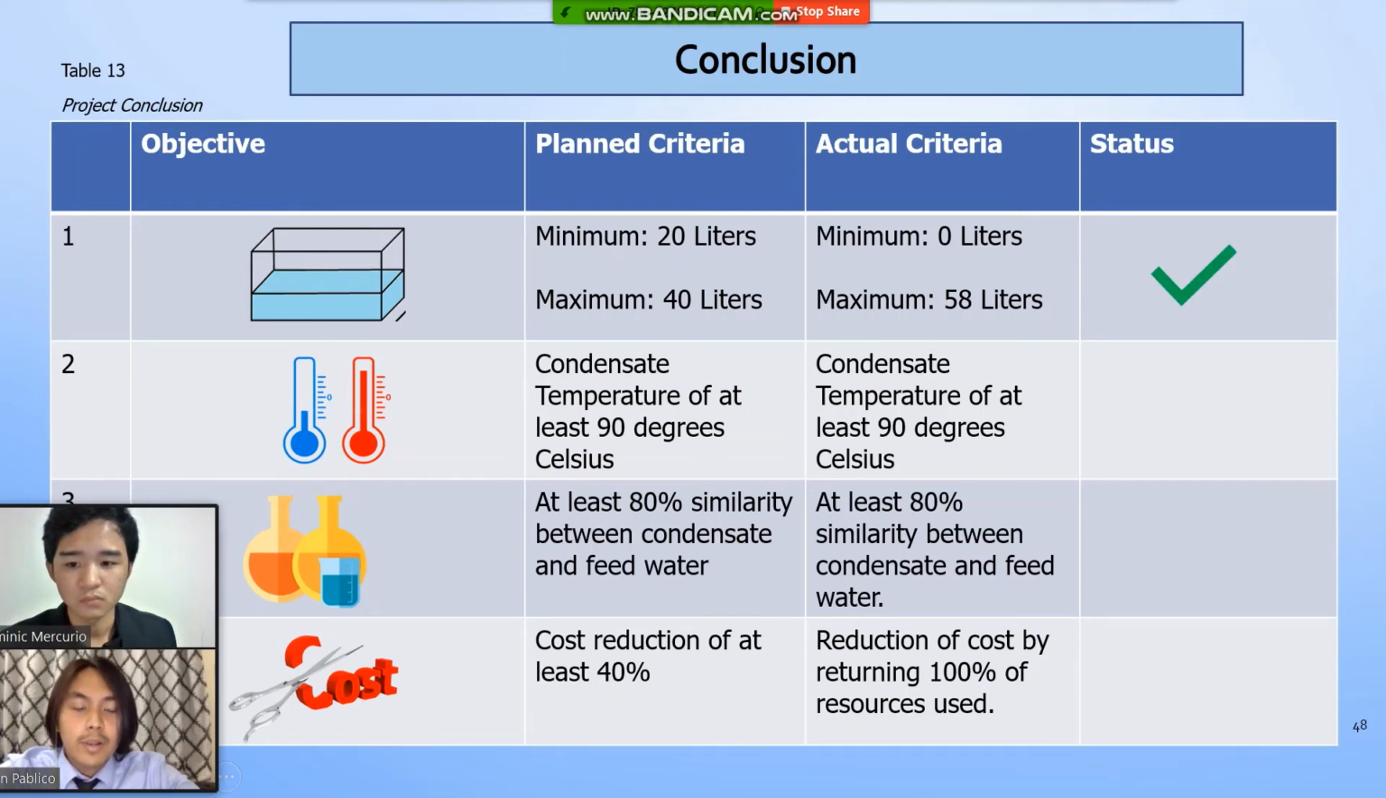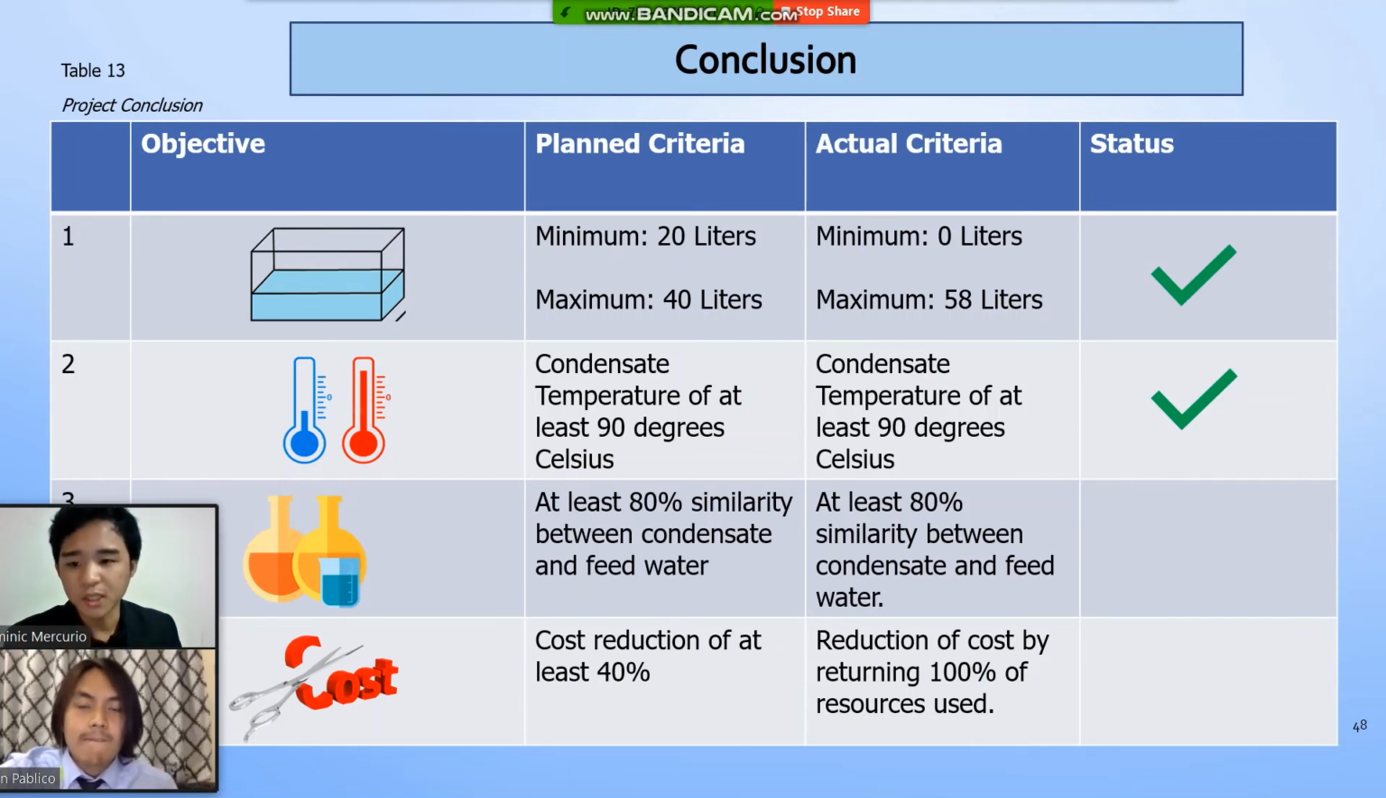The second criteria is to raise the temperature of the condensate to at least 90 degrees Celsius. We meet this criteria by increasing the temperature of the condensate to 95 degrees Celsius, and this would benefit our project by decreasing the thermal shock that would occur in the system.